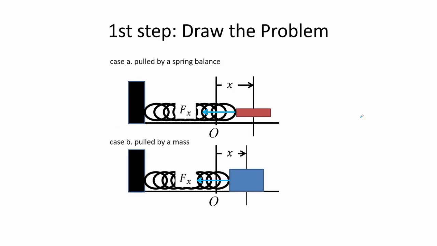First step, we draw the problem. So we have two cases. The first one is not oscillating but rather stationary but pulled by a spring balance, and the second is that we allow it to oscillate with a mass attached to one end of the spring.